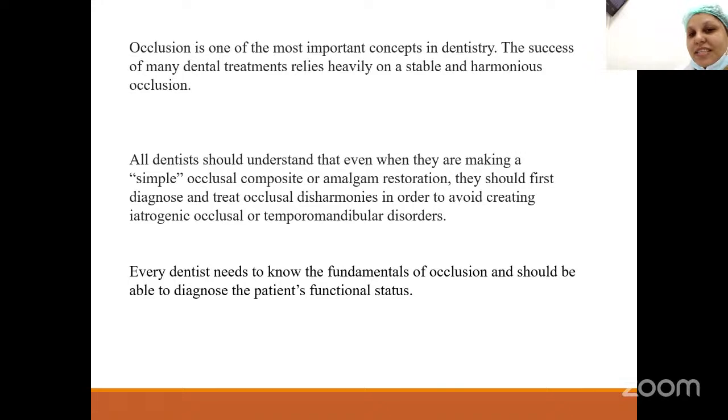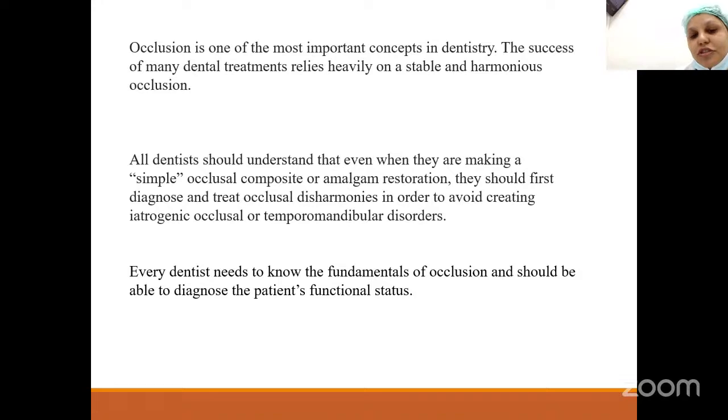Hence, occlusion plays an important role in dentistry. The success of many dental treatments relies heavily on a stable and harmonious occlusion. Before we go into detail about occlusion, all dentists should understand that even when making a simple occlusal composite or amalgam restoration, they should first diagnose and treat occlusal disharmonies in order to avoid creating iatrogenic occlusal or temporomandibular joint disorders.